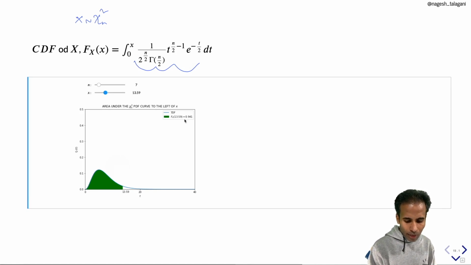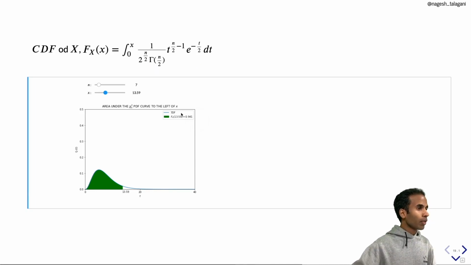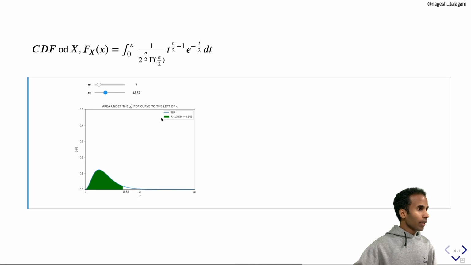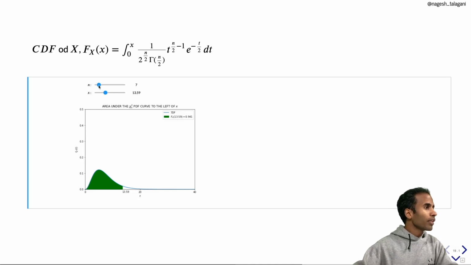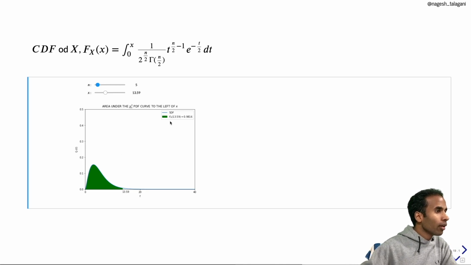So this area is 0.941. I hope you can see this. Now let me change the degrees of freedom here. Let us say 5. This is the area with 5 degrees of freedom. The chi-square distribution CDF value at 13.59 is 0.9816.